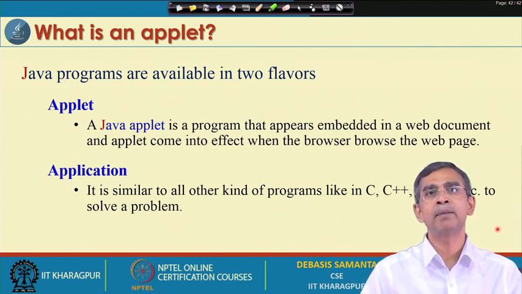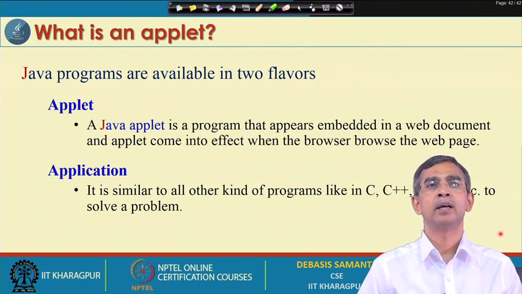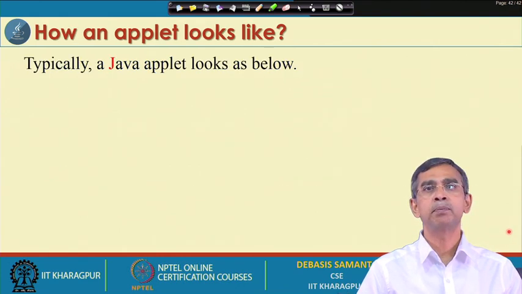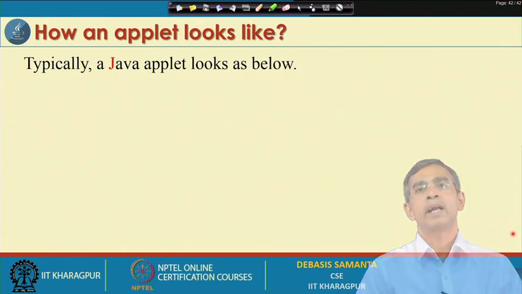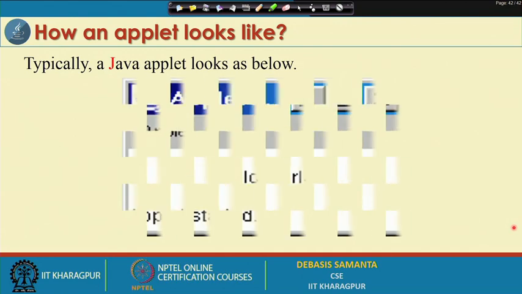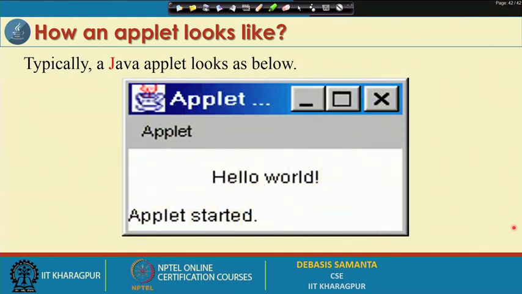A Java applet is nothing but a small program in Java, and more specifically this small program is for writing graphical user interface related programs. So, an applet is basically a view also, and how we can create a view using Java is the concept of Java applet programming. Typically a Java applet will look like this.